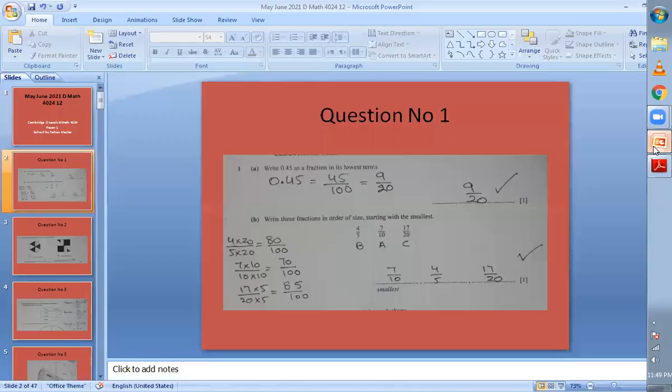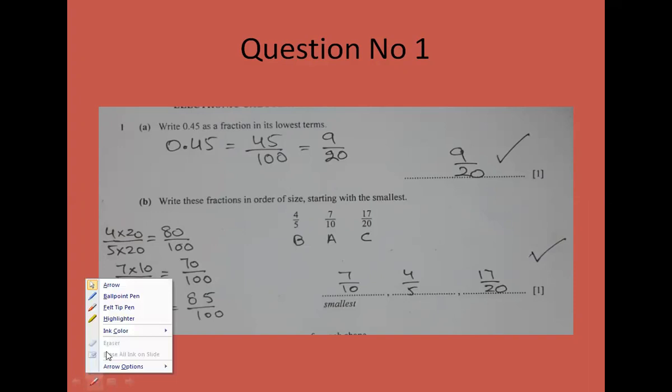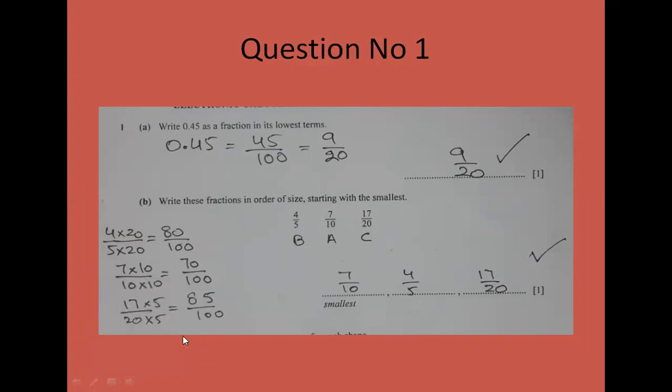So let me show you my work. Okay, so you can see here, I have converted them. I have multiplied 4 by 20 and 5 by 20, so it will be 80 by 100. 7 multiplied by 10 and 10 multiplied by 10, and it will be 70 by 100. And 17 by 20, multiply by 5 over 5, so you will get 85 by 100.